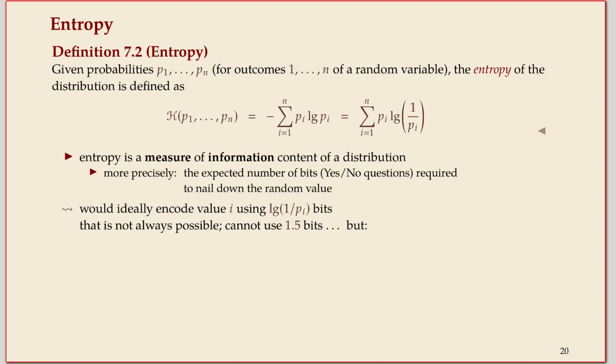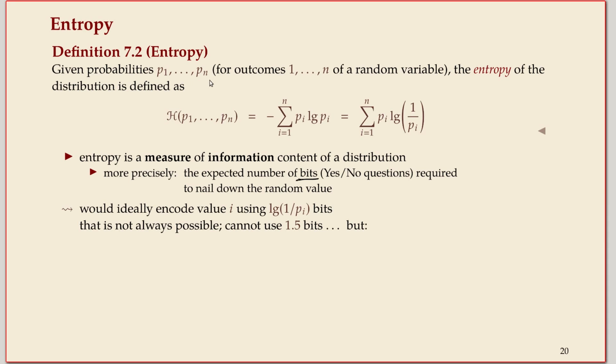Now, entropy is a little abstract, but for this module, it's enough to say it's a measure of the amount of information that is given by a random variable that follows this distribution. Or in the coding sense, it's the expected number of bits that I need to nail down or to encode the outcome of a random experiment where the different outcomes have these probabilities.